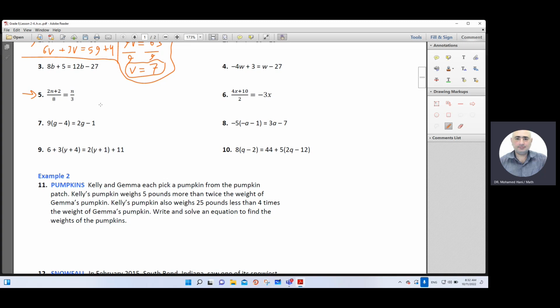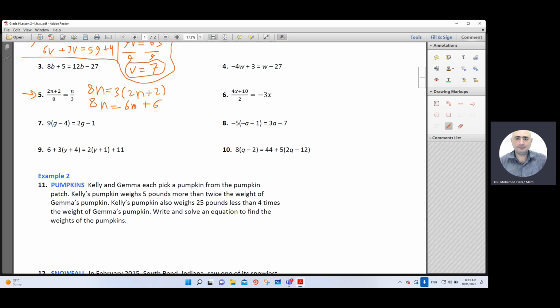So for number 5, we can do a cross product here. So 8 times n will be 8n. Then 3 times 2n plus 2, put it between parentheses because we have more than one term. 2n plus 2. Then use distribute. So here in the first side, you have 8n equals 3 times 2n, which will be 6n. And 3 times 2 will be 6.